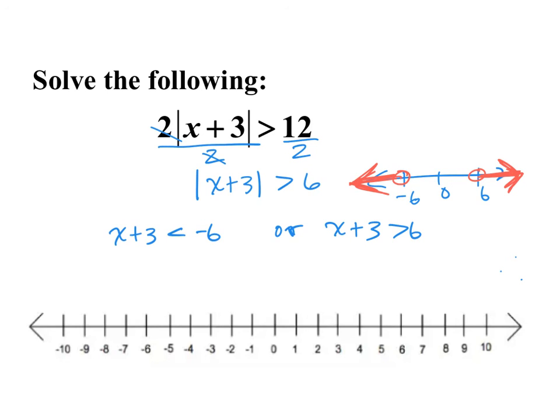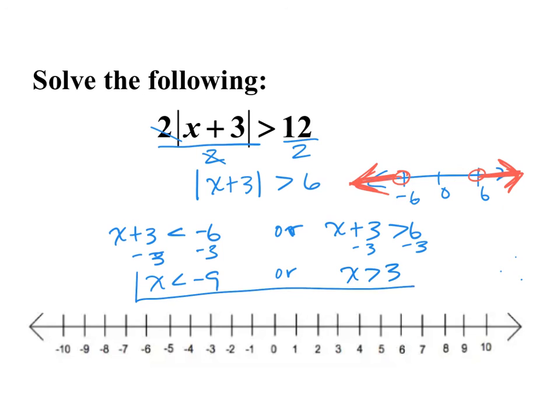So we will solve those two inequalities. We're going to subtract 3 from both sides. Okay, so we get x is less than -9, or when we subtract 3 from both sides in the other inequality, we get that x is greater than 3. Okay, so our solution set would be all those numbers that are either less than -9 or greater than 3. Let's represent that on our number line.